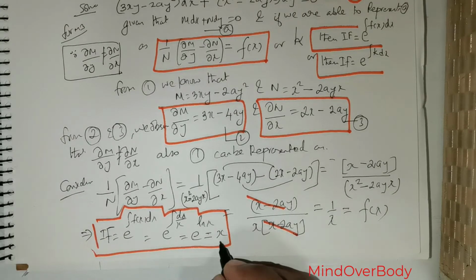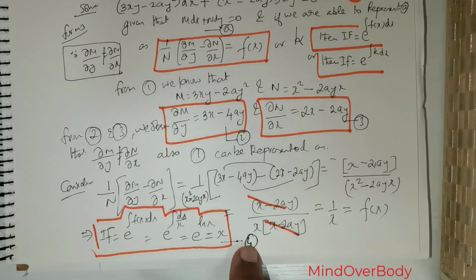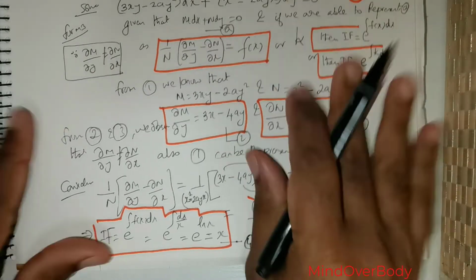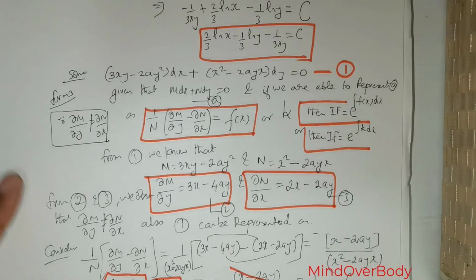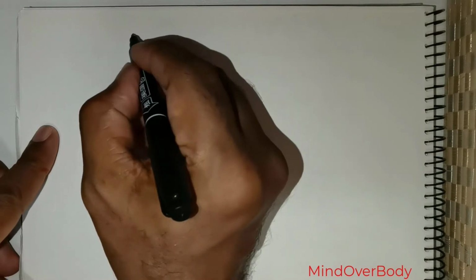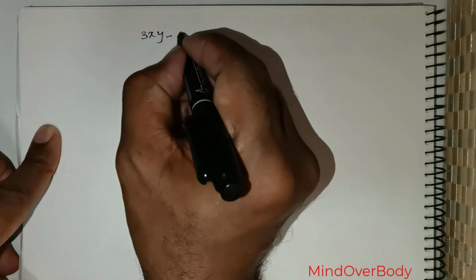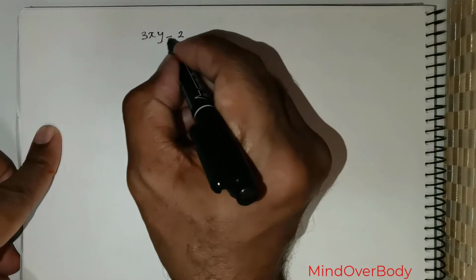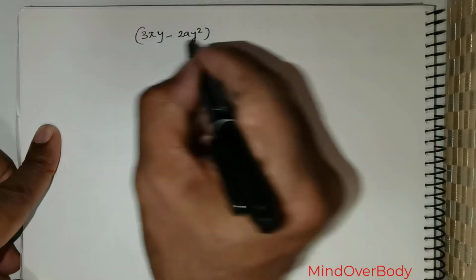Now let me take this as 4. Now what we have to do is we have to take 4 and multiply 1. So every element has to be multiplied by the integrating factor. That's exactly what we're going to do now. So now the problem can be rewritten as 3xy minus 2ay squared times the dx. This is the original problem, right?